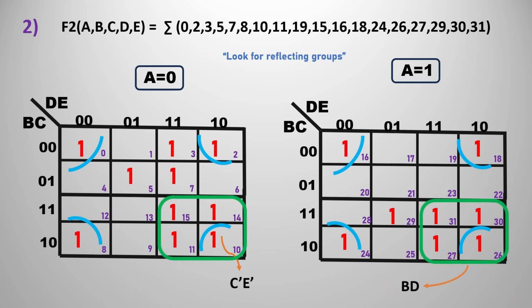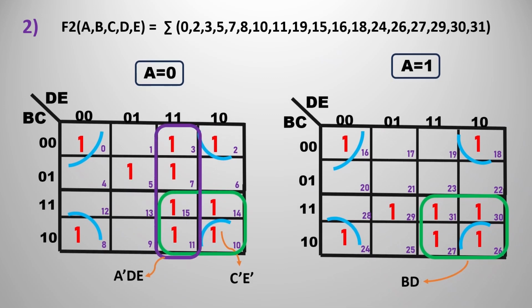The next reflecting group would look like the highlighted one, that is in green color. The 8 ones can be grouped at a time, because those are also known as reflecting groups, but those 4 can be mapped at a time. So the output expression would be BD. In 4 variable K map also you can compare simply.